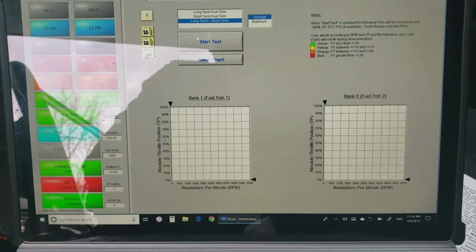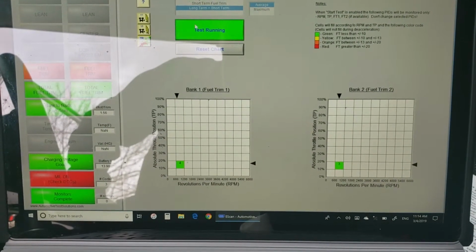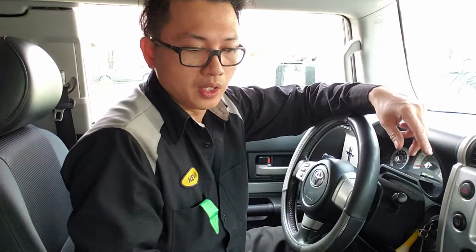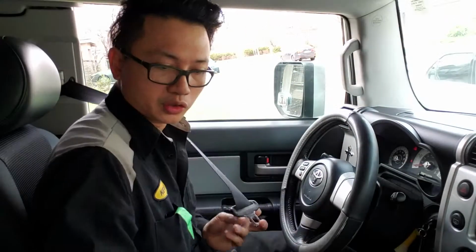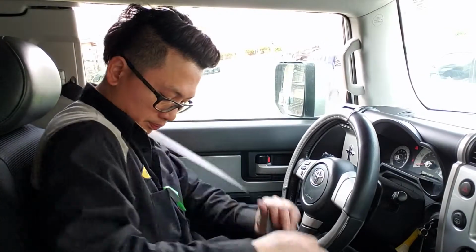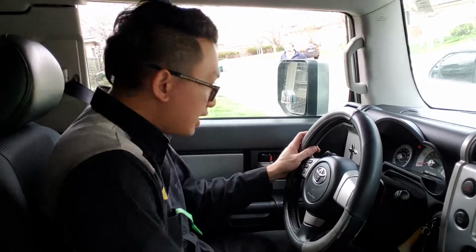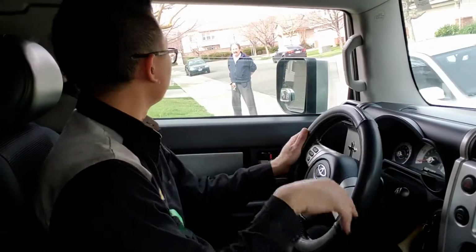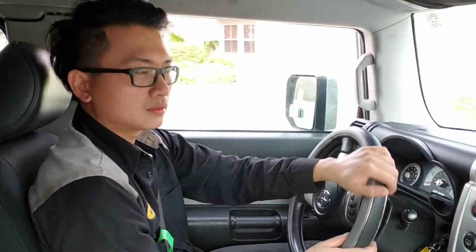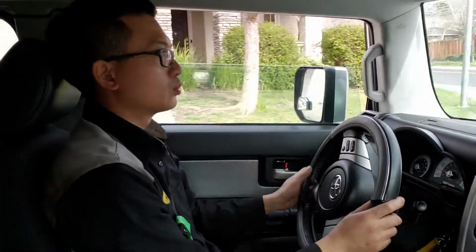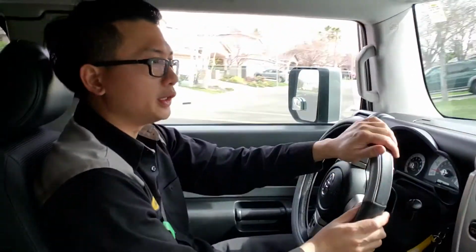Again, we want to do the fuel trim monitor. See, now it's green. Remember back then it was like red. Right now I'm going to just do a short test drive, and then I'm going to show you the fuel trim table. Okay, let's go. Looks good. All the fuel trim table is all green right now.